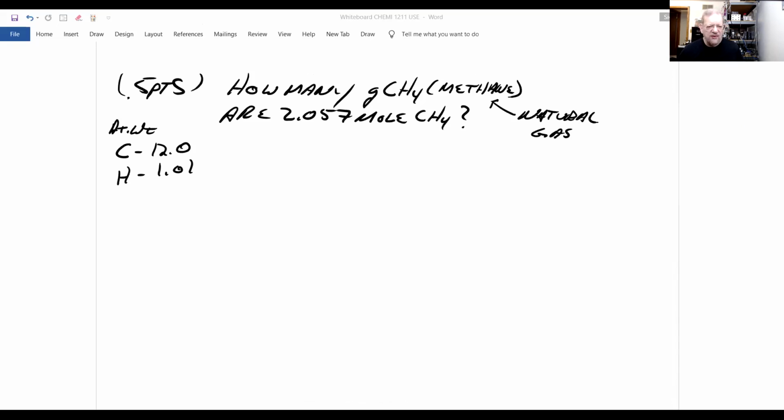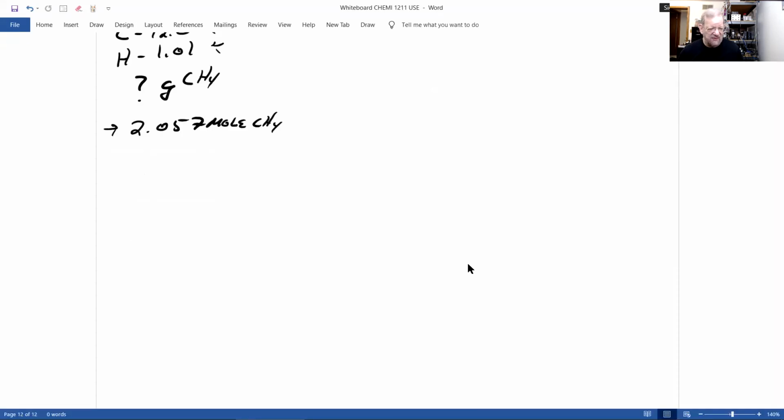All right, look at the problem. First thing you should answer is, what are you being asked to find? And you're being asked to find how many grams of methane, CH4. And what are you given? 2.057 moles of methane, CH4. And you also have a periodic table, which you'll need later, the atomic weights of carbon and hydrogen. So the only thing I have to work with is this number, so I will.